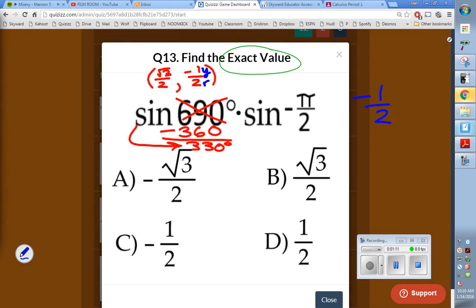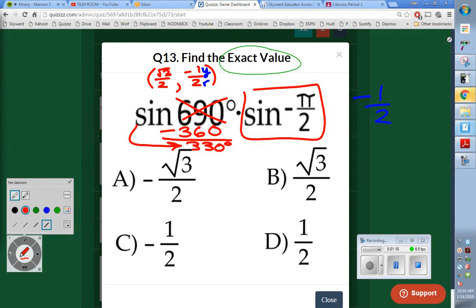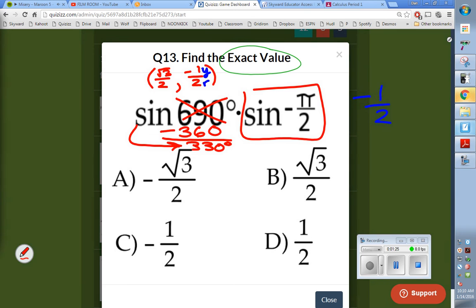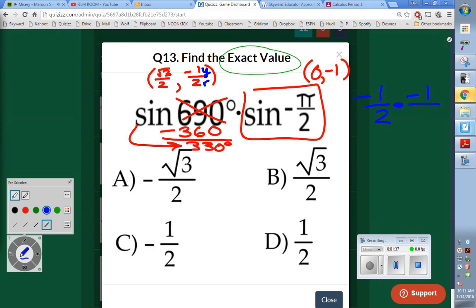Once I've done that, then I'm going to do the second one: sine of negative pi over 2. Where's negative pi over 2 going to be? At the bottom. Positive pi over 2 is at the very top, so negative pi over 2 is going to put me at the bottom. Looking at the ordered pair there, it's 0, negative 1. Sine is y over r, so that would be negative 1 over a radius of 1.